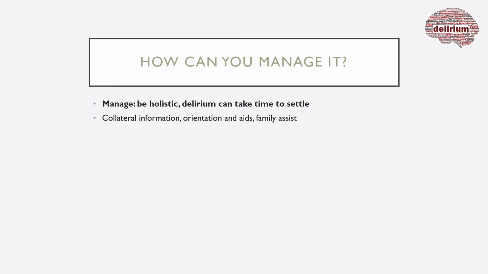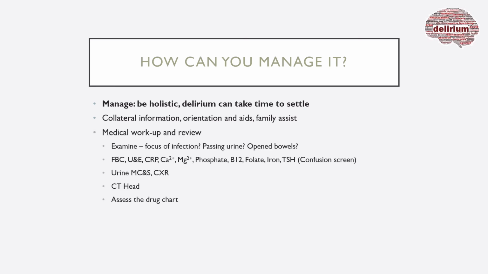A medical workup will involve an examination to look for any focus of infection, as infection is a very, very common cause of delirium. And as I say, always ask if they're passing urine and opening their bowels. In terms of blood work, the confusion screen involves basic bloods, such as the full blood count, U&Es and CRP, and then checking their electrolytes, as well as their thyroid function, their B12, folate and iron, and we replace these as necessary. In elderly, because urine dips aren't reliable, we always send for urine MC&S instead, and we can do a chest x-ray to look for any consolidation.